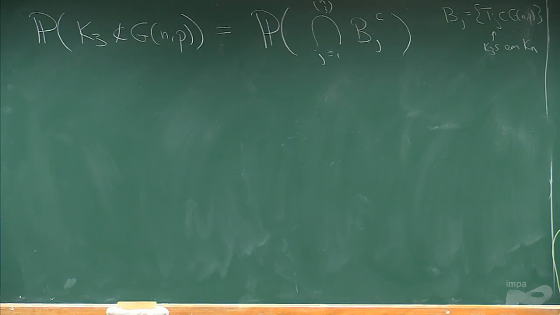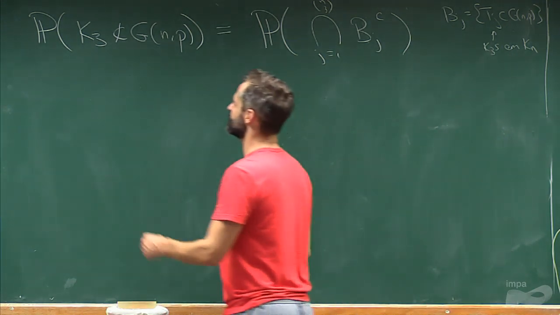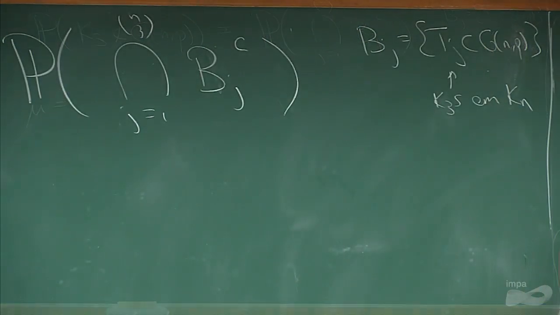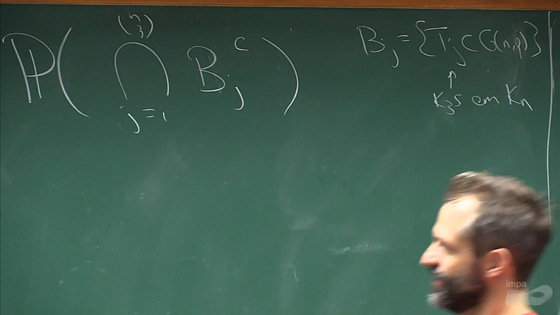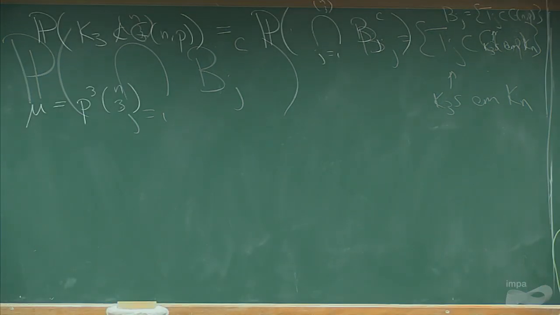Capital N is little n choose 2. These are the edges of the complete graph. These are the triangles. M is little n choose 3. We're picking a p-random subset of the edges. That's just G(n,p). So really it's exactly the right thing. So we just need to calculate mu and delta. What is mu in this setting? Exactly, it's just p cubed times n choose 3. N choose 3 triangles, each present with probability p cubed.